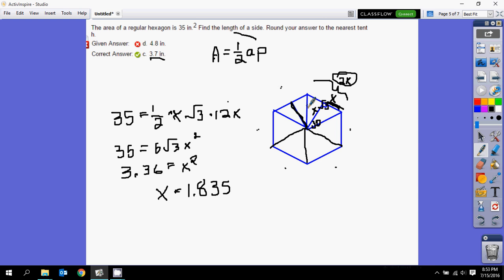So if I look here, I've got this hexagon, and first what I did is I connected from the center point to all the edges here. So I basically made 6 equilateral triangles. Now remember, equilateral triangles have 60 degrees, 60 degrees, and 60 degrees, which means I can split by drawing my apothem here.